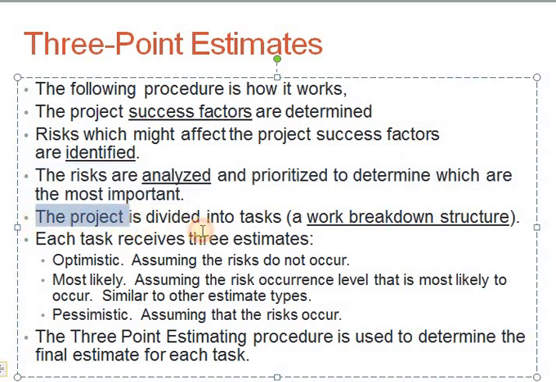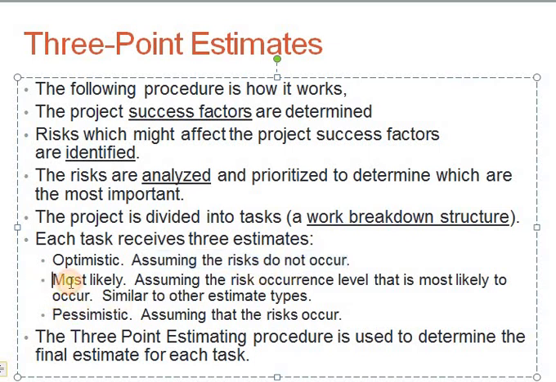The project is divided into tasks. We will use a work breakdown structure in order to divide the project into tasks. So each task receives 3 estimates, like the optimistic, assuming the risks do not occur. The optimistic estimate tells us that the risk will not occur.